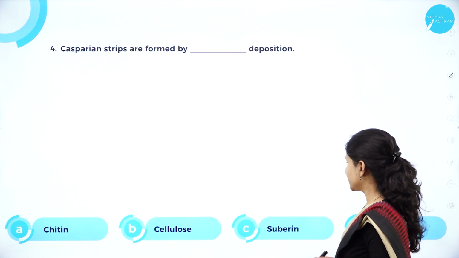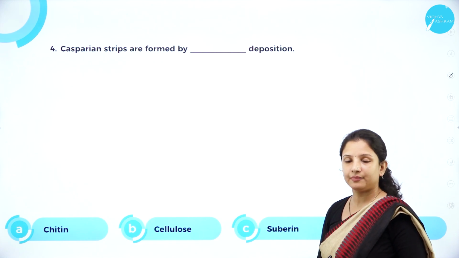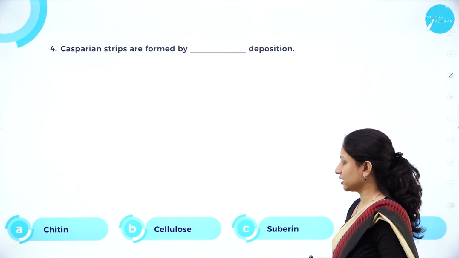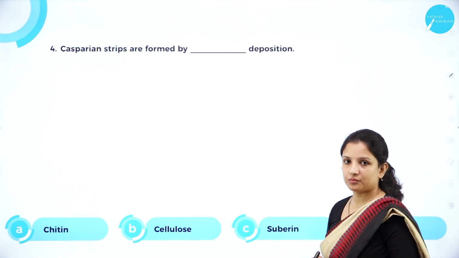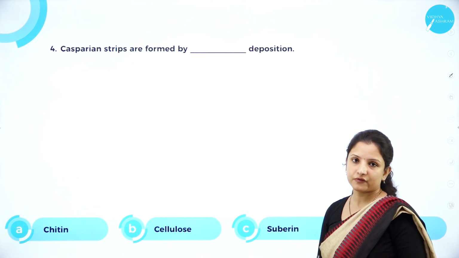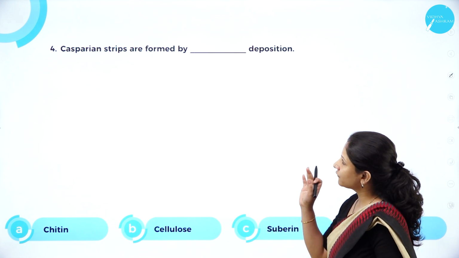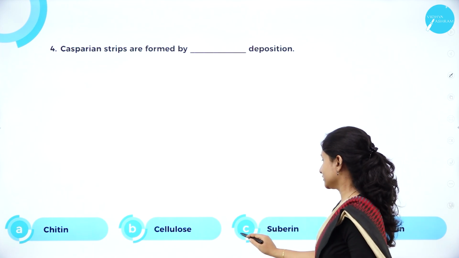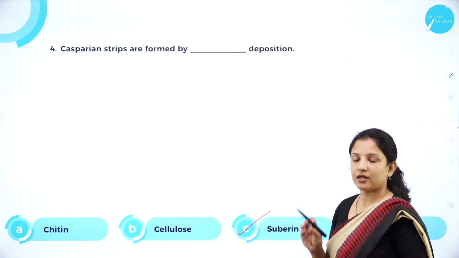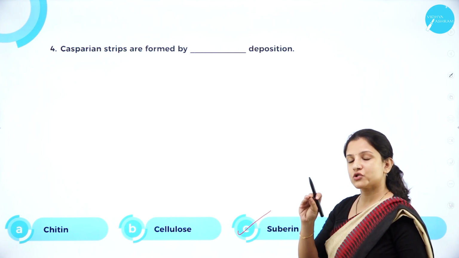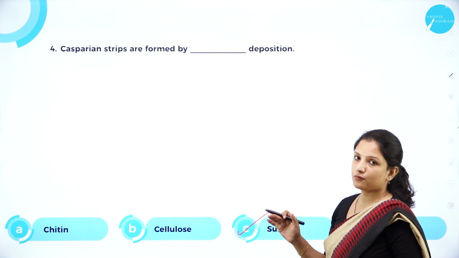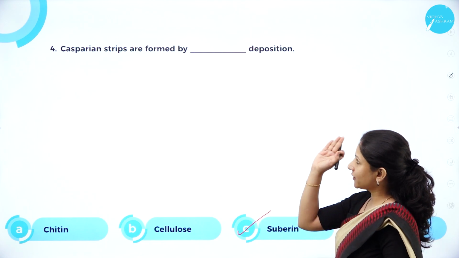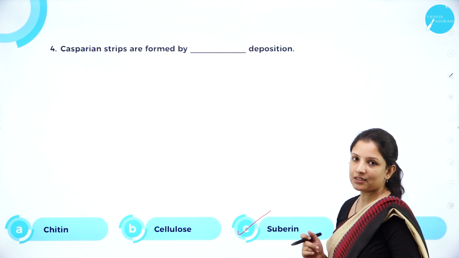Chitin, cellulose, suberin. Now, chitin you usually don't find in plants. It is usually found in arthropods, wherein the exoskeleton is made up of chitin. Cellulose is of course found in plants. It is one of the main components of the plant cells, but it is not called the Casparian strip. It is suberin, which is waxy. They are waxy components which are distributed in the tangential and radial walls of the endodermis, which we call the Casparian strip. Therefore Casparian strips are formed by suberin deposition.